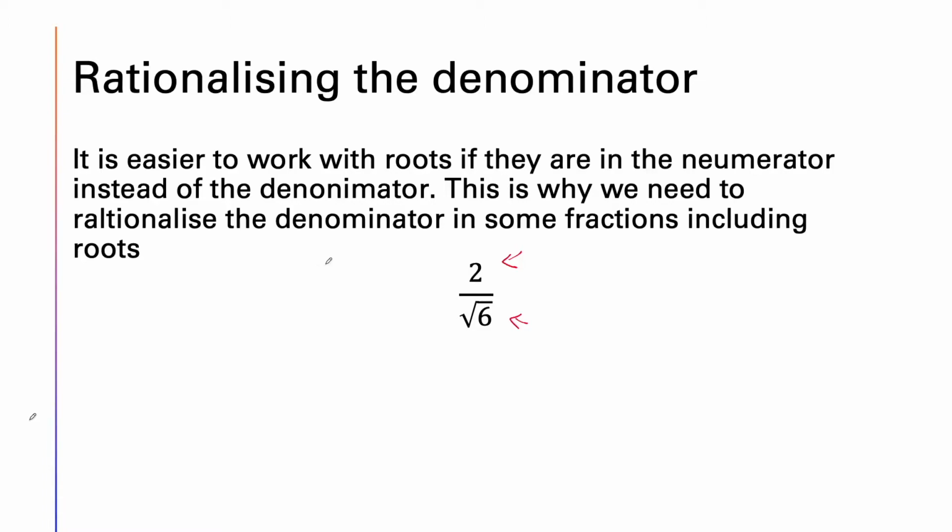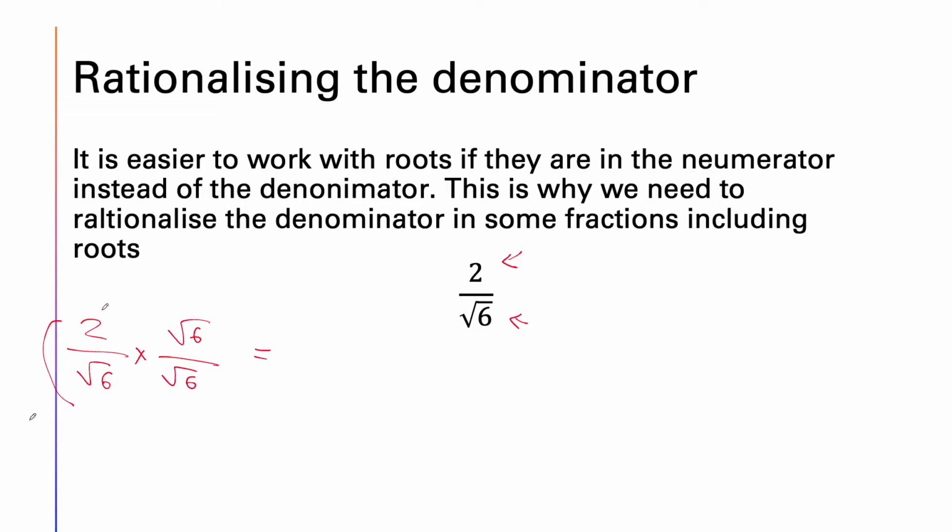This is why we need to rationalize the denominator in some fractions which have square roots or any roots at the bottom, in the denominator. To rationalize the denominator, all we have to do is multiply the top and the bottom of the fraction by the denominator. So square root of 6 over square root of 6. We just multiply this whole term, top and bottom, by the denominator, so square root of 6 over square root of 6.